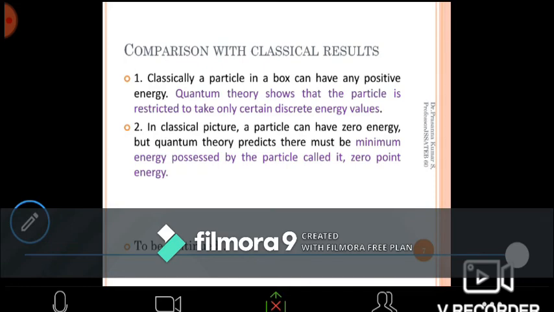And from the classical picture, the minimum energy can be 0. But according to quantum mechanics, the minimum energy cannot be 0. It has a certain positive value that is called the zero point energy.